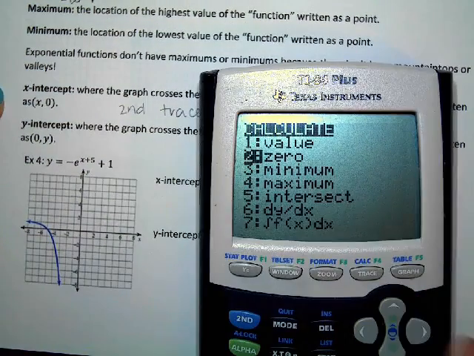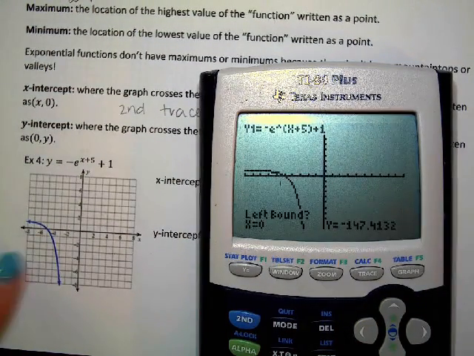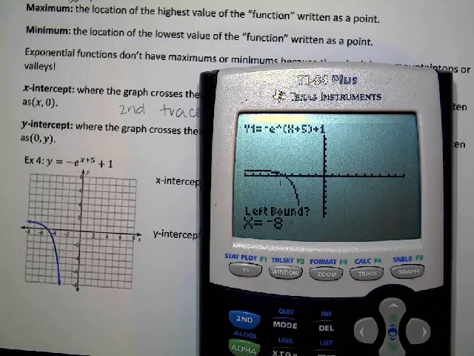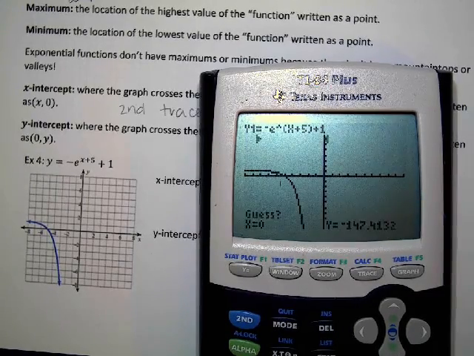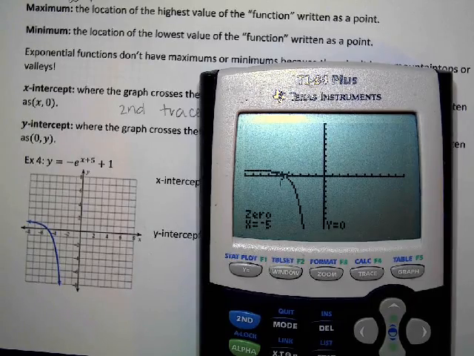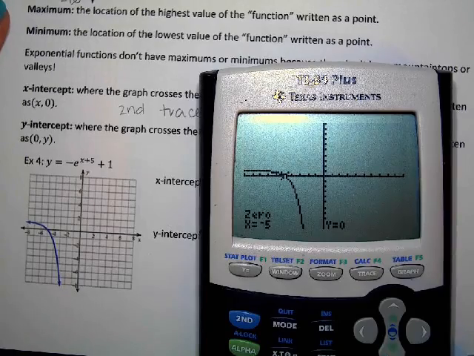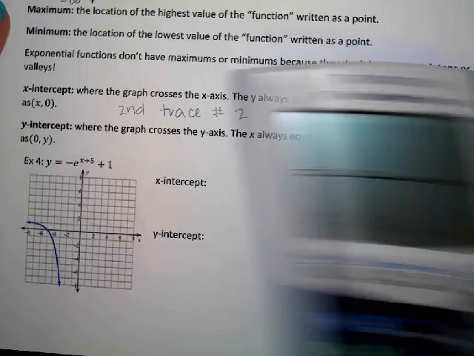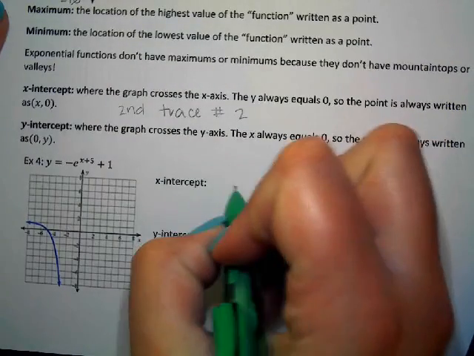I can see that the x-intercept is somewhere between -8 and 0. So I'm just going to type -8 for left bound and 0 for my right bound. Okay, so that works. Everyone good with finding their x-intercept? Yes? Okay, so my x-intercept is -5.